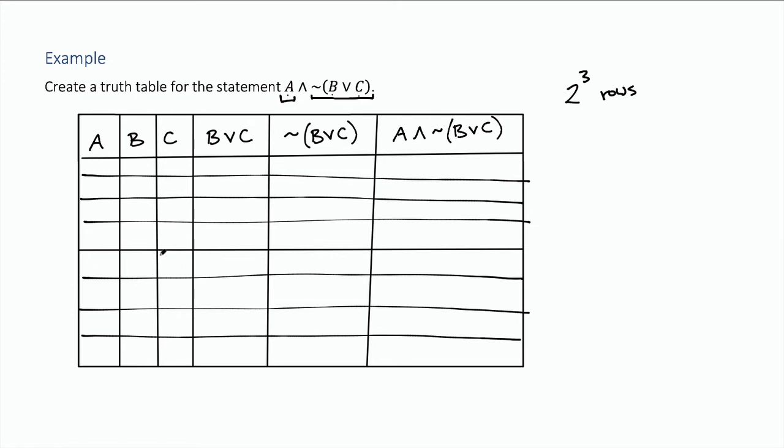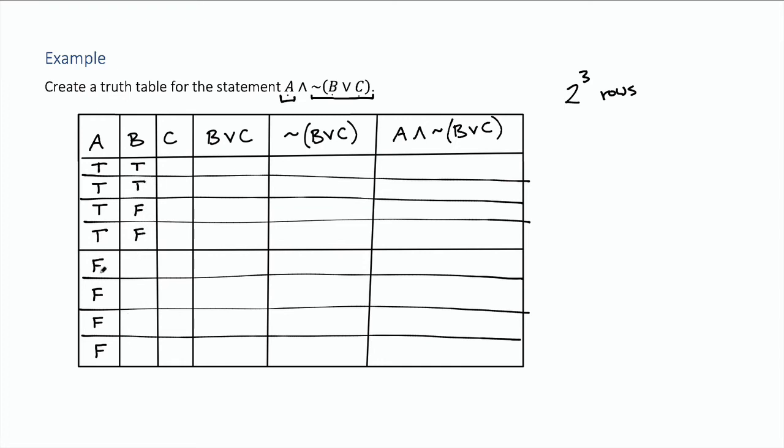Now we need to look at all the possible ways to have true and false for A, B, and C, and different ways to combine those. So for the first column, we simply make half of them true and half of them false. So there's 8 rows, so I'm going to have 4 trues and 4 falses. And then for the next column, the B column, we look at each block of trues. So here we had 4 trues. So for the next column, half of those will be true and half will be false.